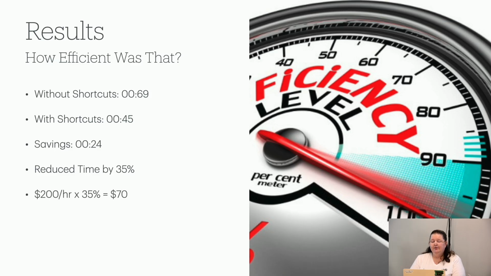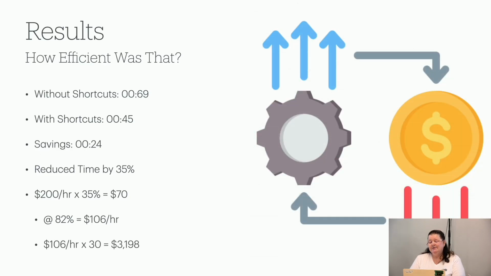Now we all know 35% of our hourly rate is $70. Assuming talent costs of 82%, we could be saving the company upwards of $106 an hour. And that amounts to potentially substantial savings for every 30 hours of development time. Not a waste of time, a savings.